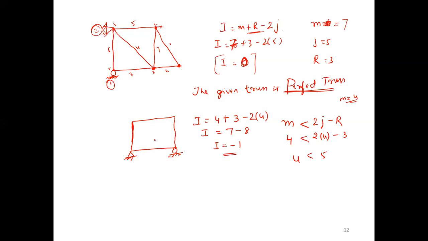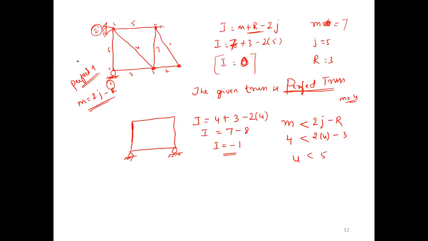m less than 2j minus r. What is meant by perfect truss? Perfect truss means m equals 2j minus r. You just see here, m is 7. 2 into j, number of joints are 5, minus reaction is 3. 10 minus 3, 7 equals 7. So this is called perfect truss. For this kind of structures, you are getting I equals 0.